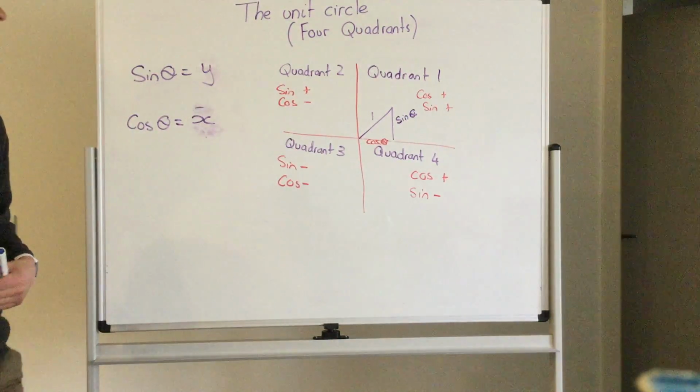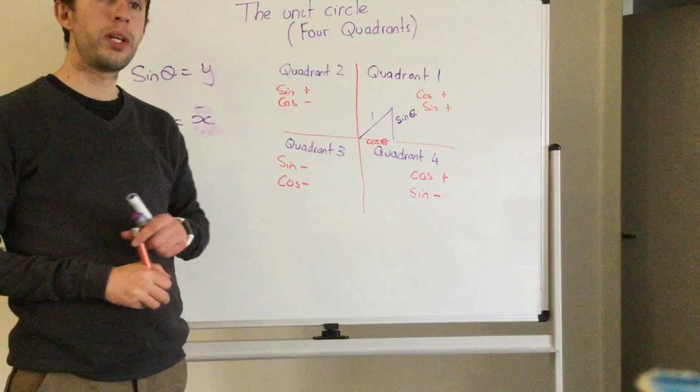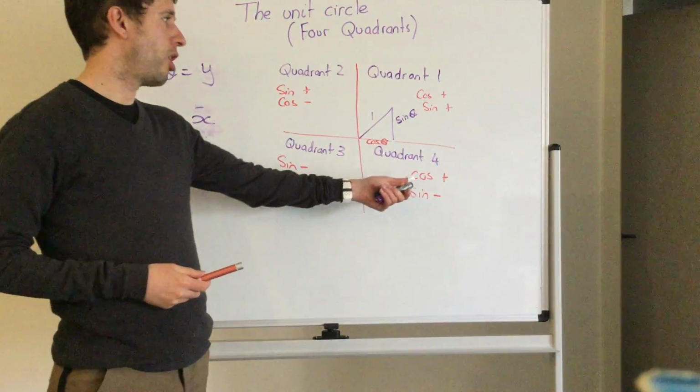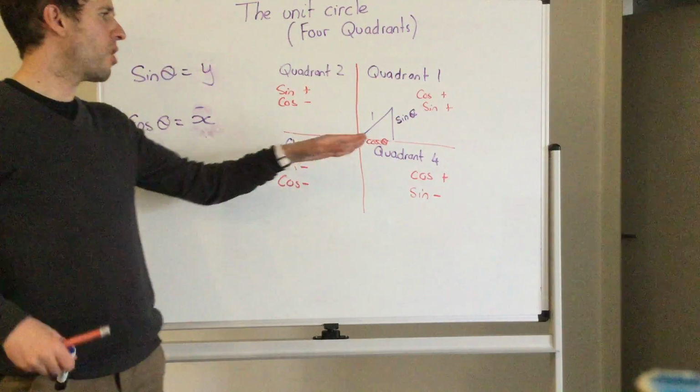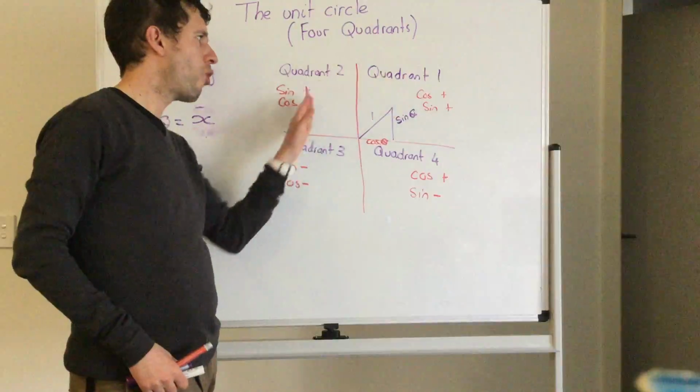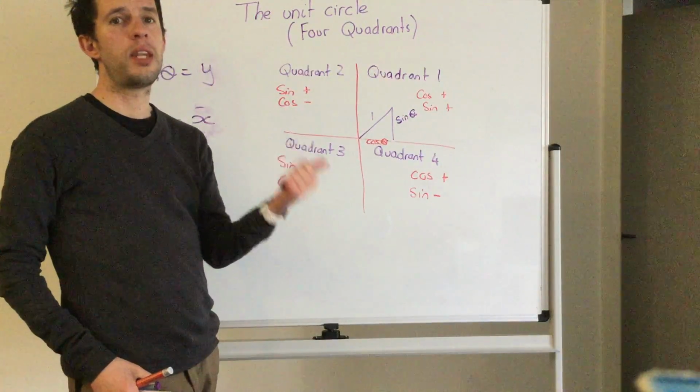And that is how we think of our four quadrants, and we think of them in terms of x and y. I really hope that helps you understand why in our four quadrants sine and cos are negative or positive.